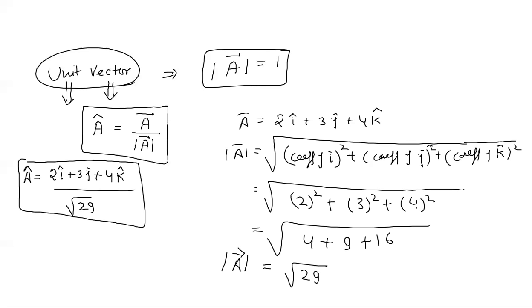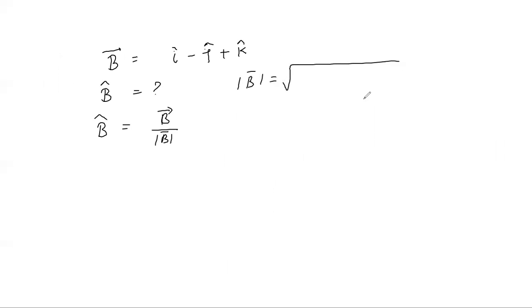So take another example. Note it down. If vector B equal to i cap minus j cap plus k cap, all of you find B cap. So B cap basically what? B vector upon mod B. So first of all, you calculate mod of B. So mod of B equal to what?